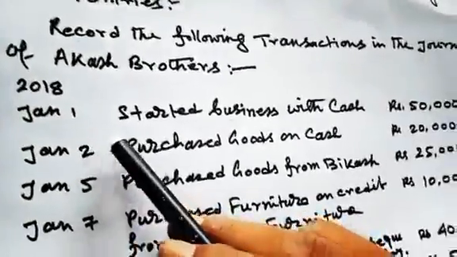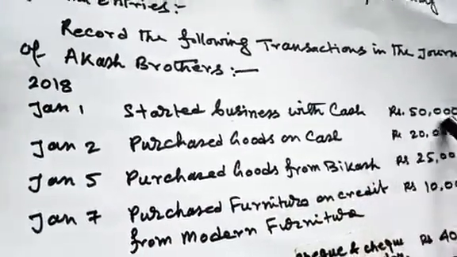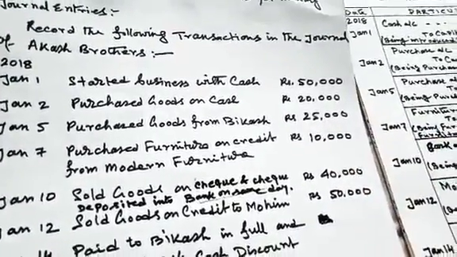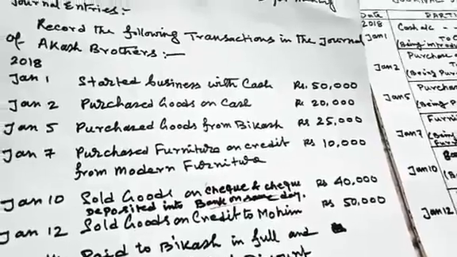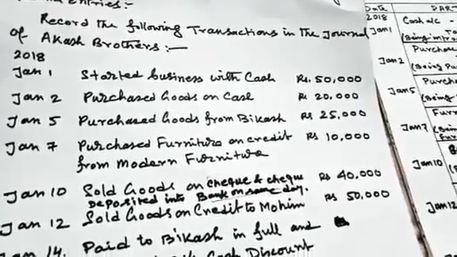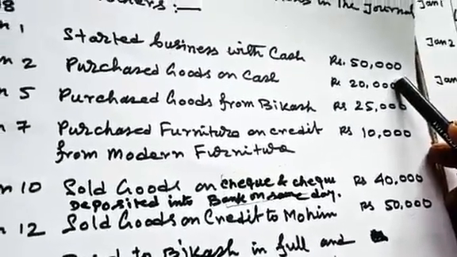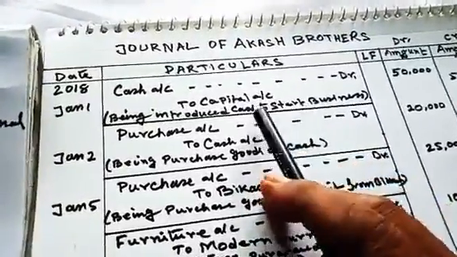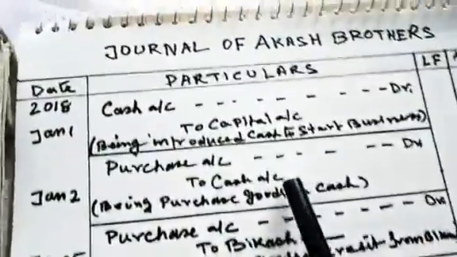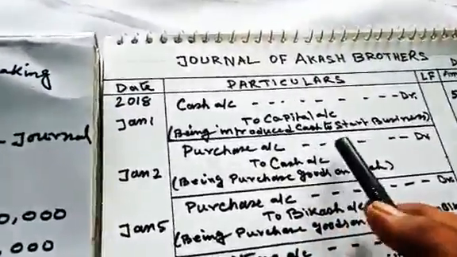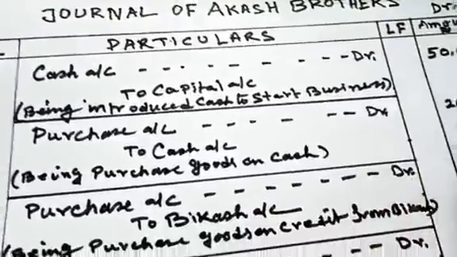Now come to the transaction. First transaction. January 1 started business with cash rupees 50,000. By this, cash being real asset coming into the business, and capital is generated by the same amount. So cash account is debit to capital. We have to put a narration for this. Being introduced cash to start business. 50,000, 50,000.